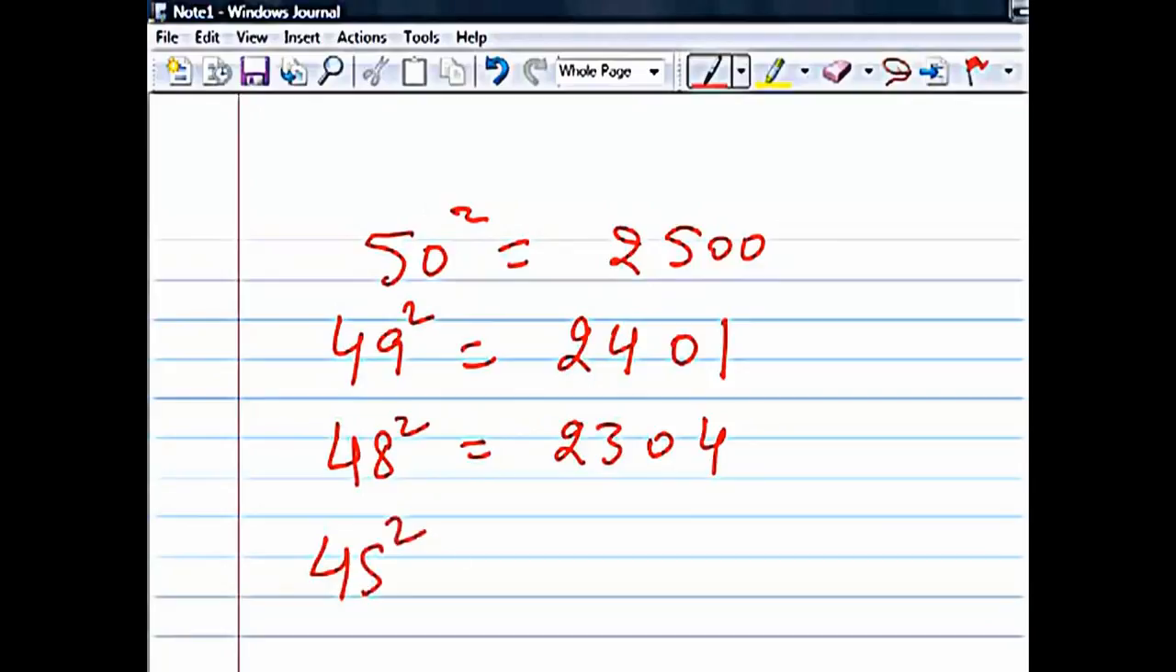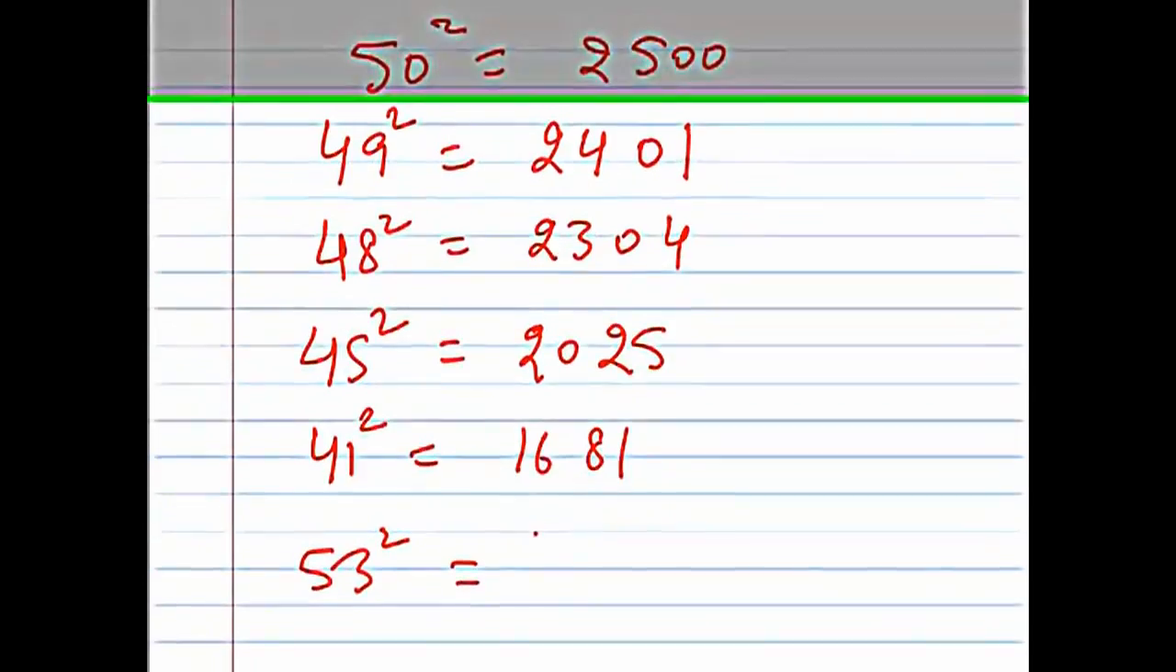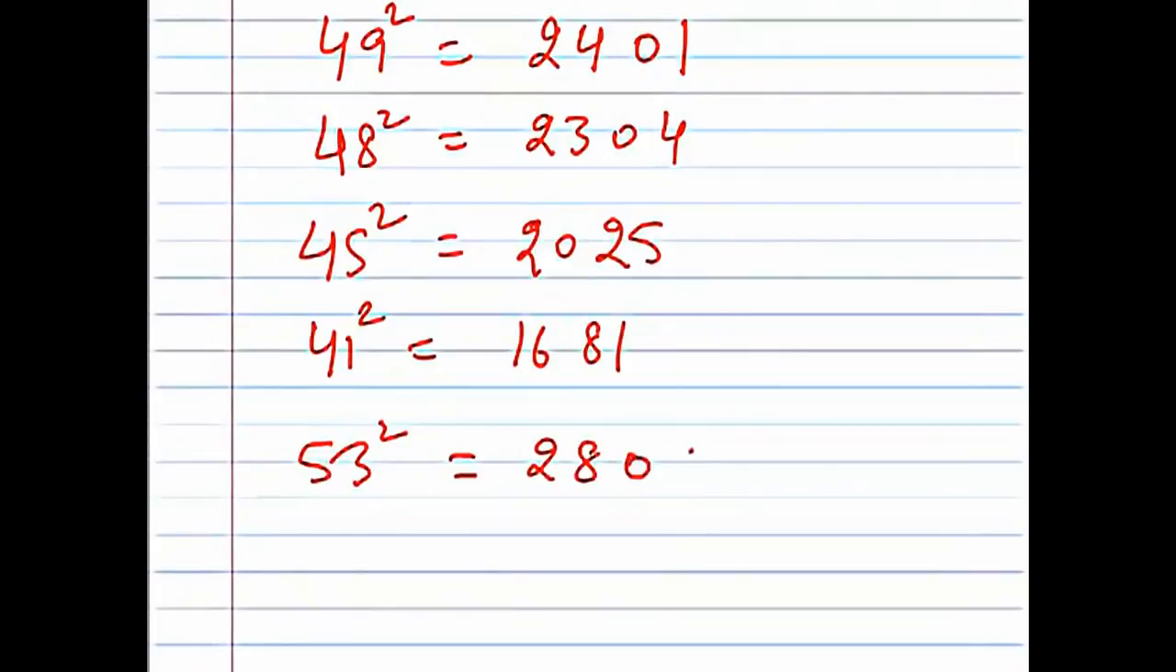If I have to do 45 square, I will subtract 5 from 25, that is 20, and take the square of 5, that is 25, so that will be 2025. 41 square will be 25 minus 9, that will be 16, and 9 square is 81, so 1681. Similarly, if you want to do the square of a number above 50, then instead of subtracting, you have to add. So 53 square will be 25 plus 3, that is 28, and 09, so 2809. Similarly, 56 square is equal to 25 plus 6, 31, and 36.